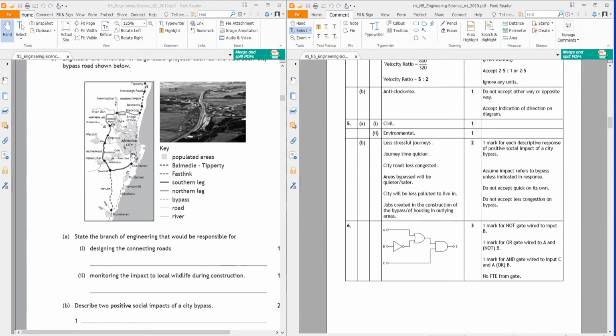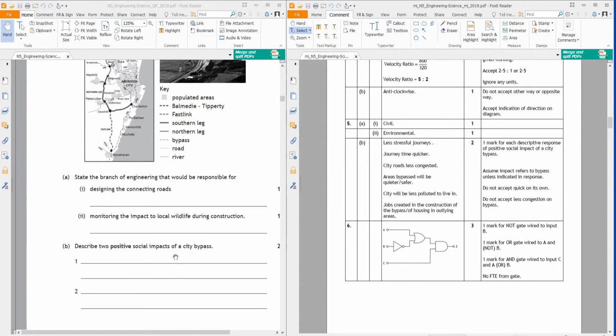Designing the connecting roads onto this thing, you'll be a civil engineer. Okay, things to do with the ground is basically civil engineering. Monitoring the impact to local wildlife during construction, protecting the soils and everything, that'll be an environmental engineer. They'll be making sure that the environment is protected. Okay, there's big fines if you damage the environment.